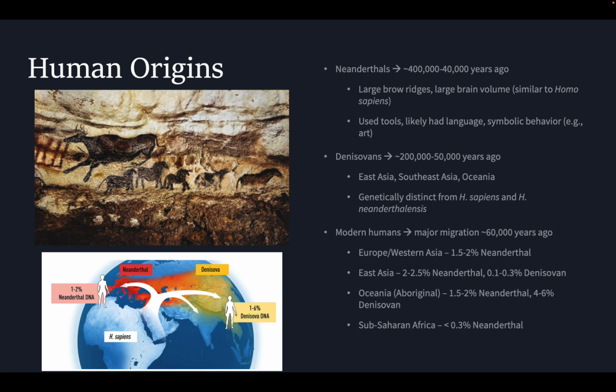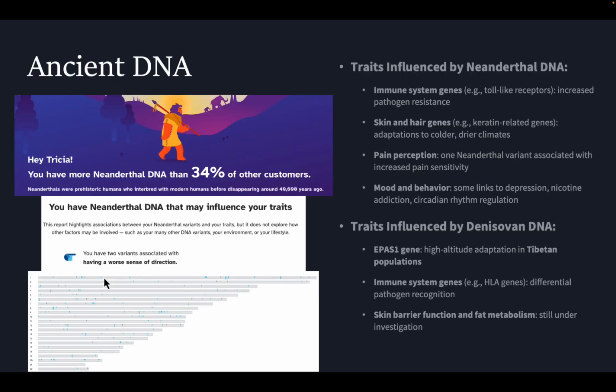It's also kind of interesting to think about, what did we pick up from the Neanderthals or the Denisovans? What do we see? And what we see is that there are traits influenced by Neanderthal DNA. Things like our immune system genes that help us have more resistance to pathogens. That can allow for exploration in new areas, because if there are new pathogens, having a more robust immune system can help us fight those new pathogens.